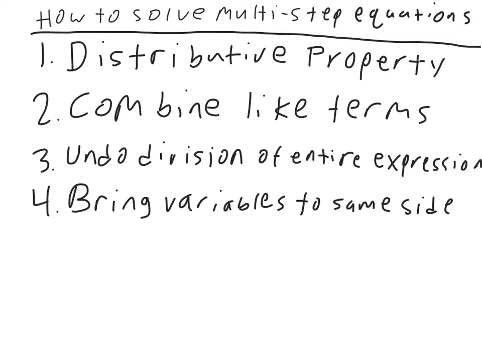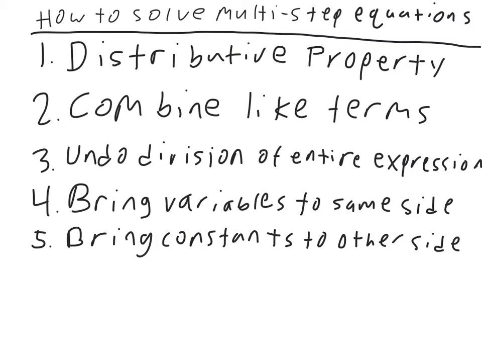Step 4 is to bring your variables to the same side of the equal sign, and you'll do that by addition or subtraction. So if you have a positive number you want to bring over, you would subtract it, and if you have a negative number you want to bring over, you would add it to both sides of the equal sign.